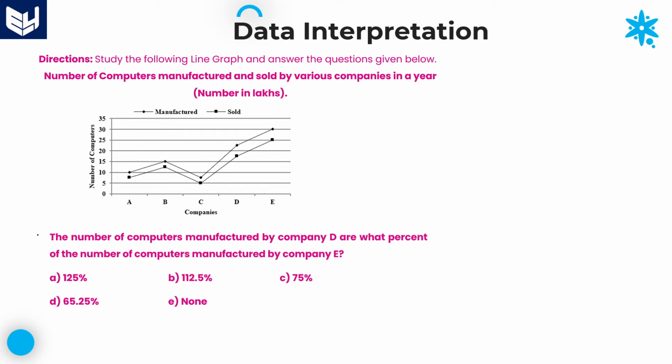Next question, the fourth one. The number of computers manufactured by company D are what percent of the number of computers manufactured by company E? Here also we need to calculate the percentage. What percentage do we need to calculate?